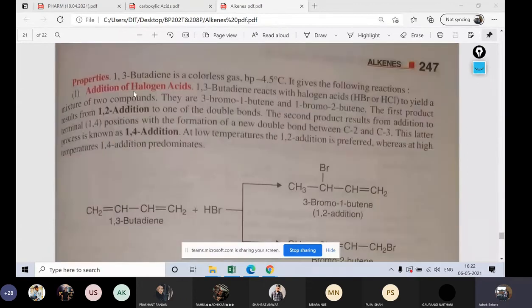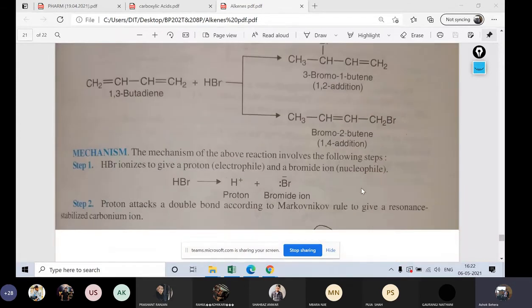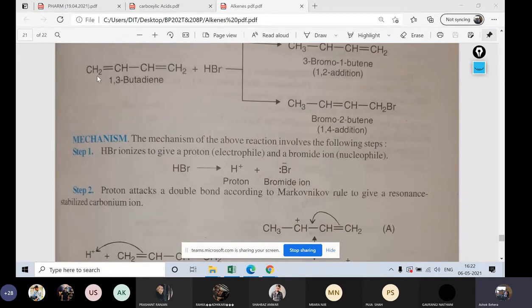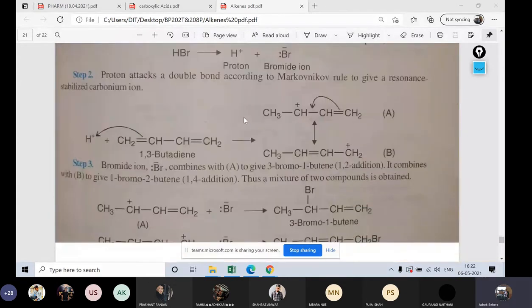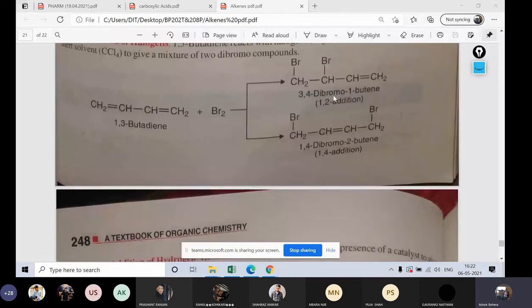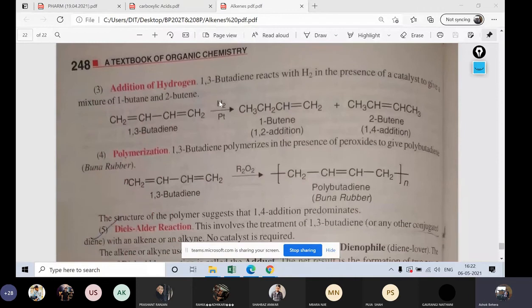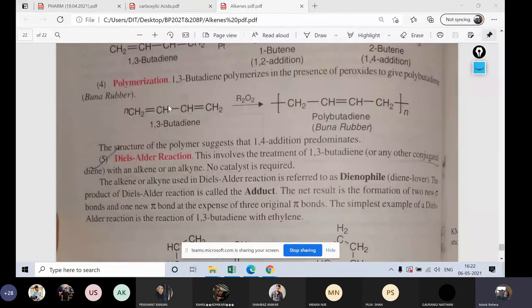And again similarly, addition of halogen, addition reaction. Common is the addition of HBr. So 1,2 addition and 1,4 addition. Please remember that one. HBr, 1,4 means here H, Br here, 1,4 addition, right? Okay. So see the addition of halogen, 1,2 Br addition, 1,4 here. Addition of hydrogen, that is reduction. So 1,2 and 1,4 addition.